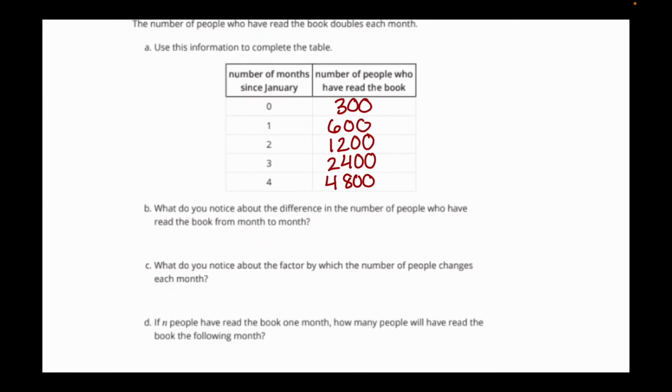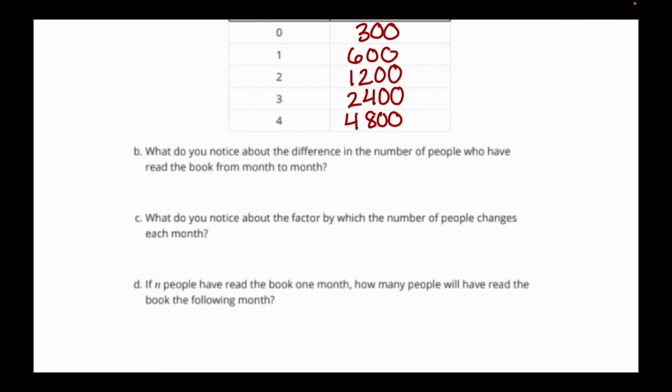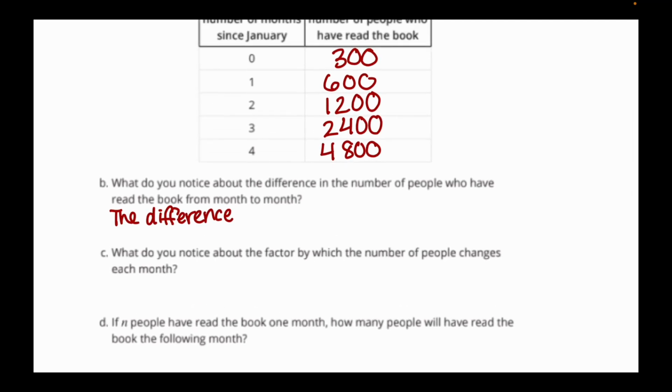So what do you notice about the difference in the number of people who have read the book from month to month? We can say the difference, because they're using difference in the mathematical term, meaning if you subtract, right? Like, what is our difference here? So the difference in the first month is 300, from 300 to 600. So we can say the difference is increasing each month.